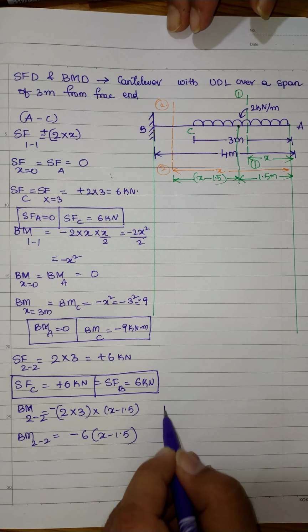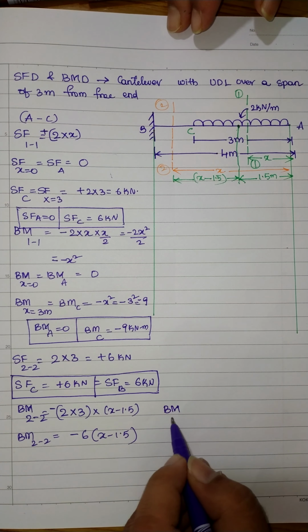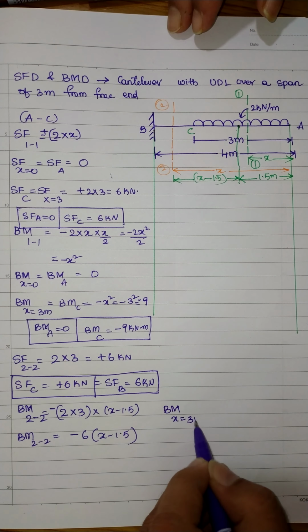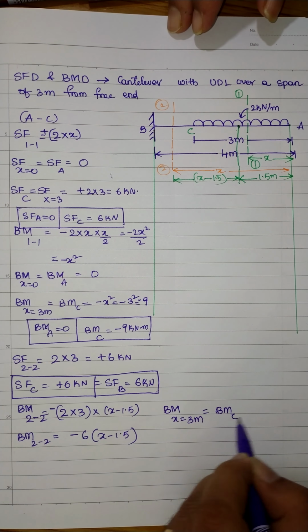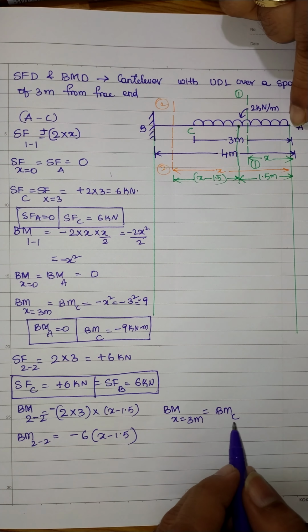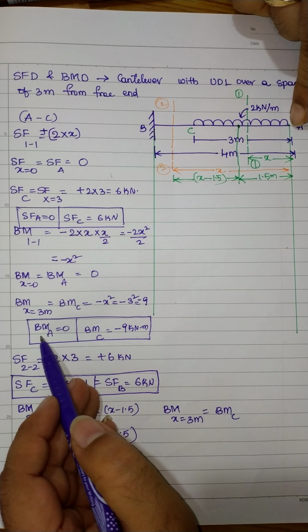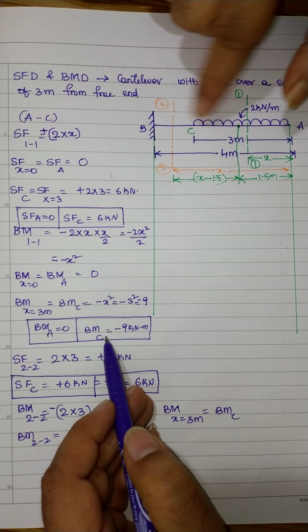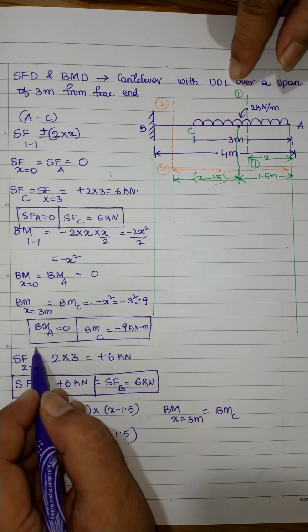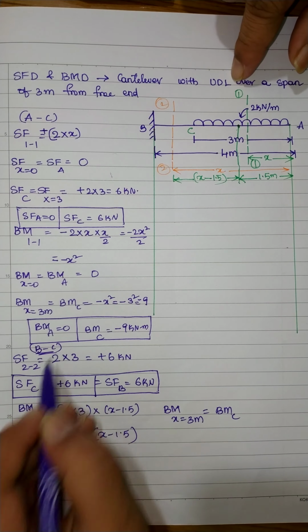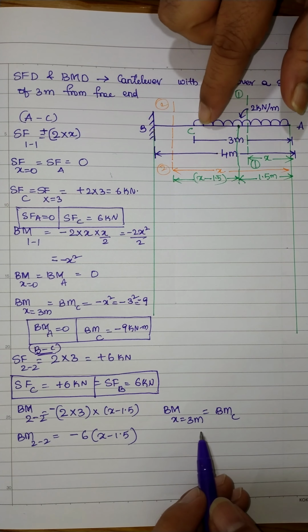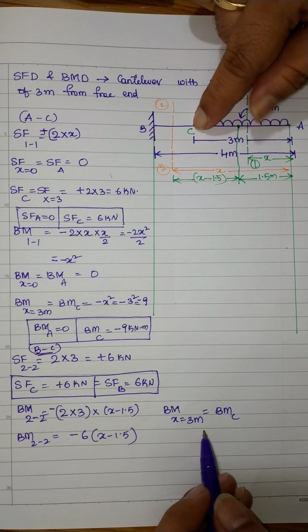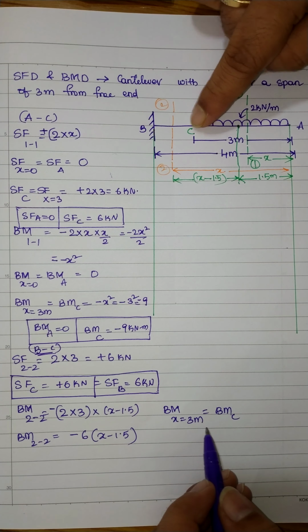Now let us calculate the bending moment at x equal to 3 meters. That means the bending moment at point C. No need to calculate the bending moment at point A again, as we have already calculated it, and at point C also. Now let us check the section in between B and C. For the section in between B and C, we need to calculate the bending moment at C and check whether we are getting the same value or wrong.